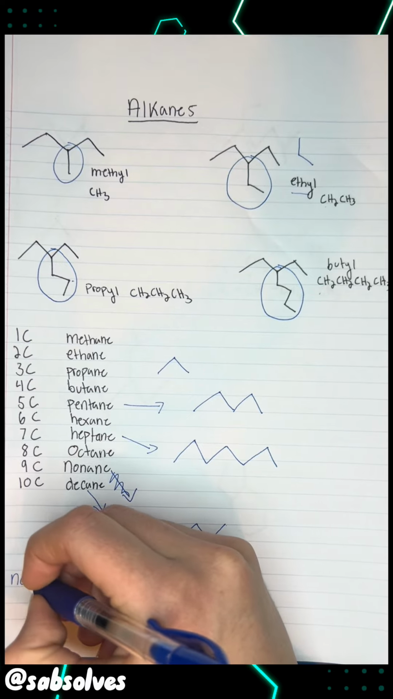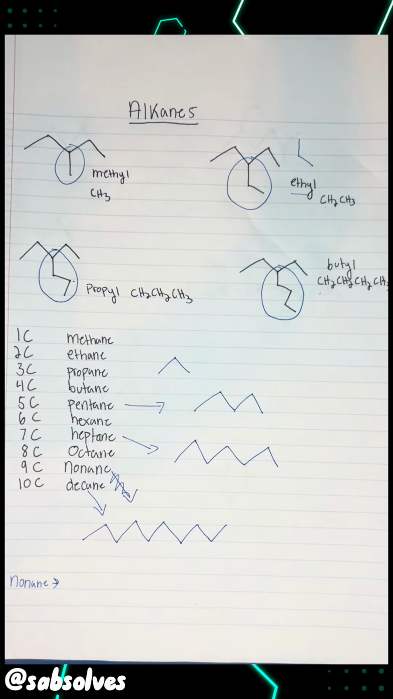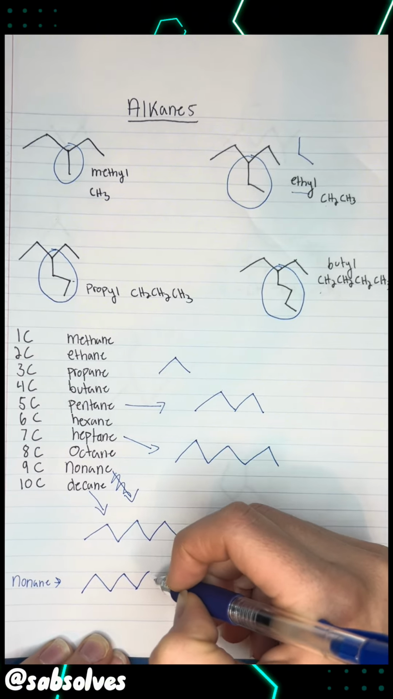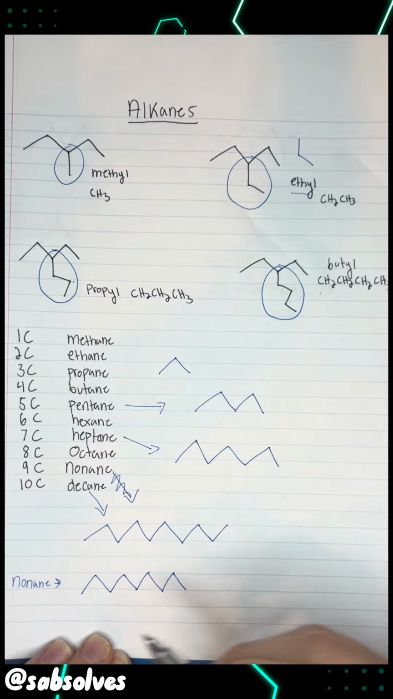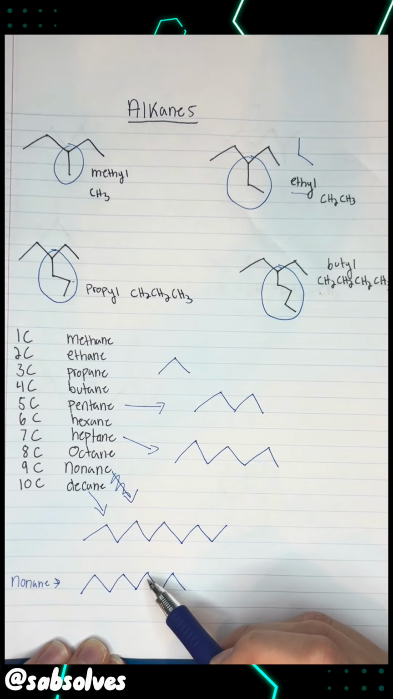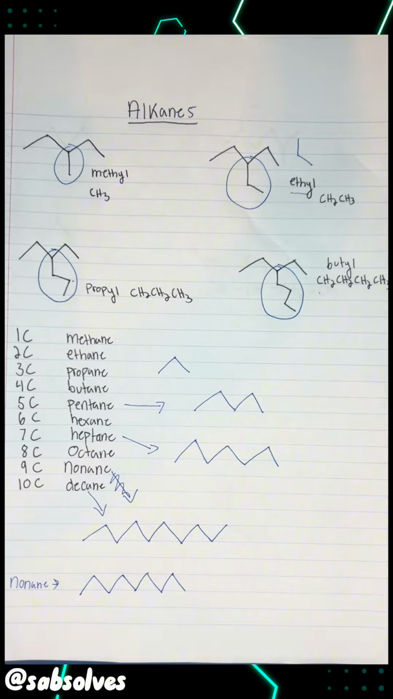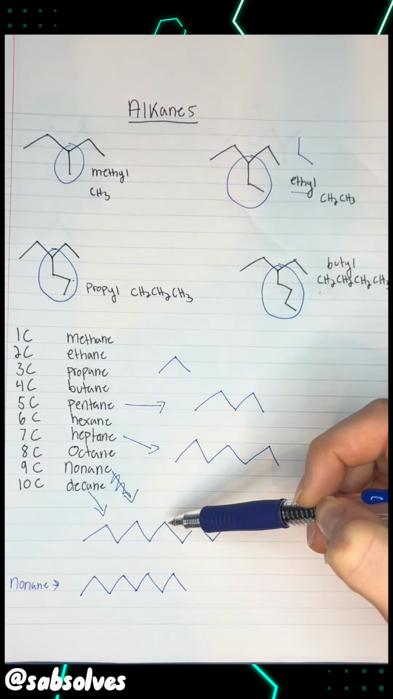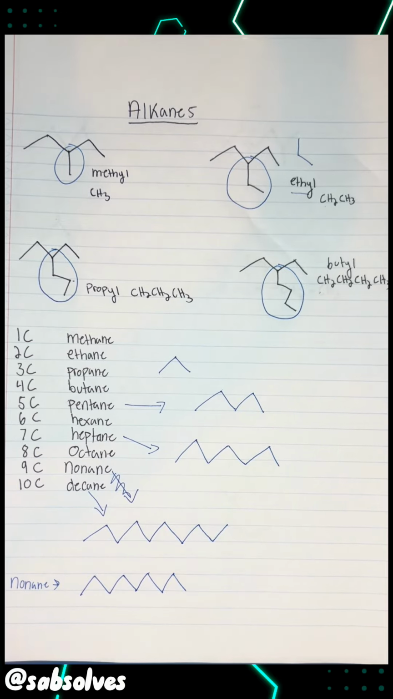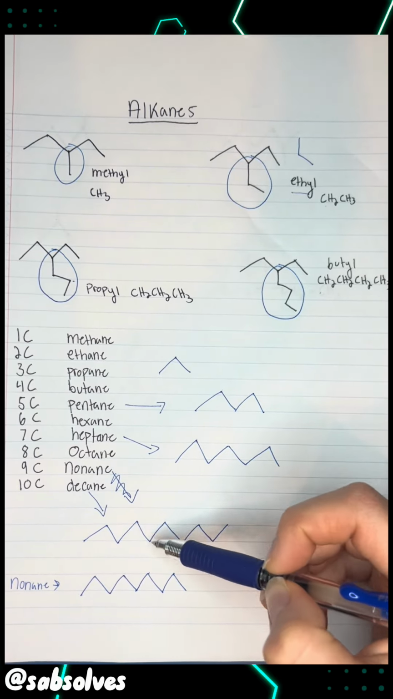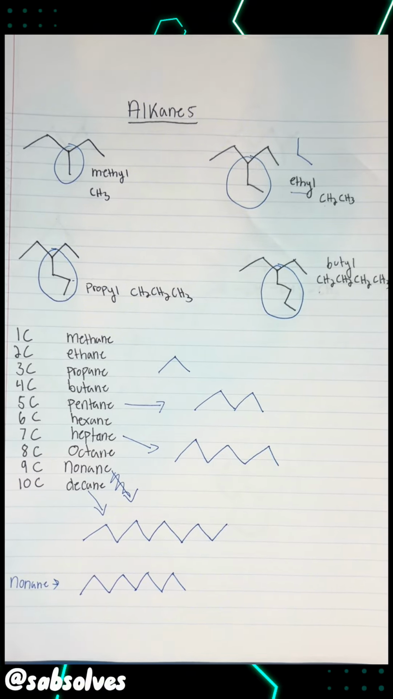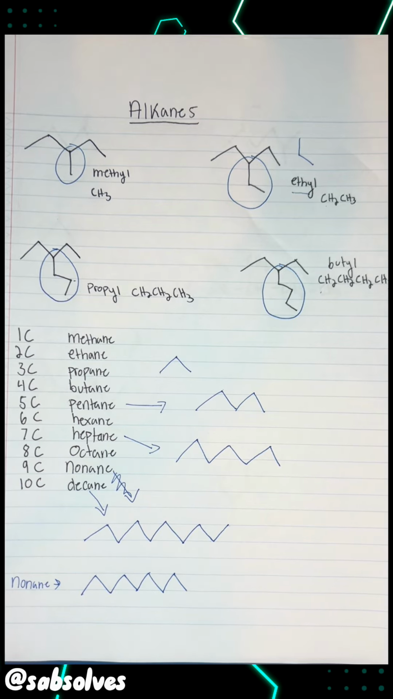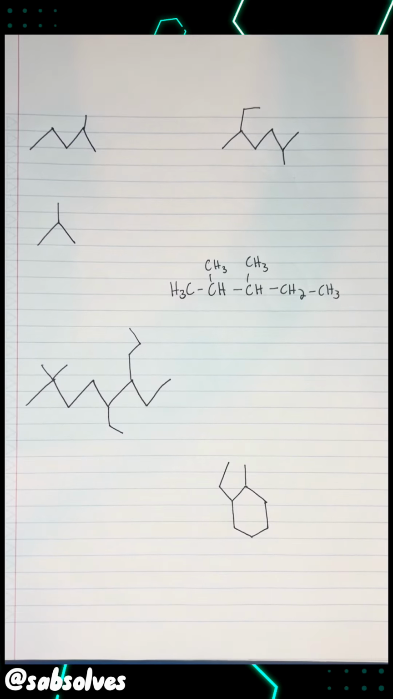A nonane would draw 8 lines. So 1, 2, 3, 4, 5, 6, 7, 8, 9. That's my nonane. And for the decane, I just draw 9 lines, but that's going to be 10 carbons. You get the gist. So these are just some things to keep in mind. If you remember these, they'll really help you out with naming. So let's go ahead and get to some practice problems.